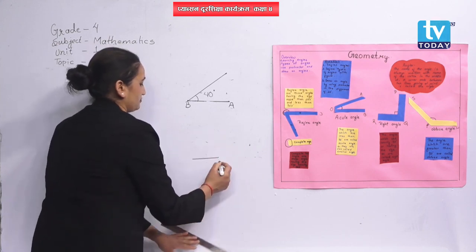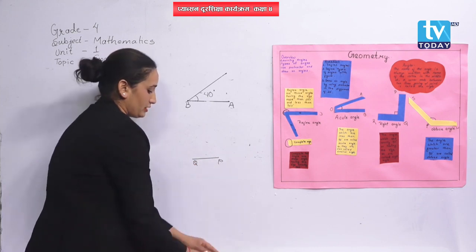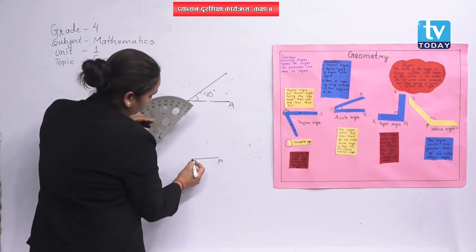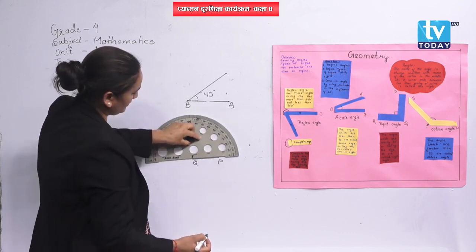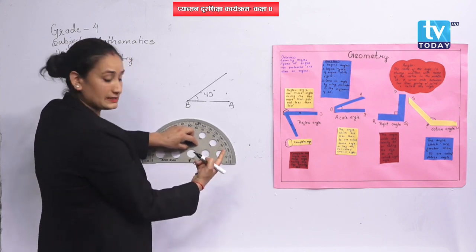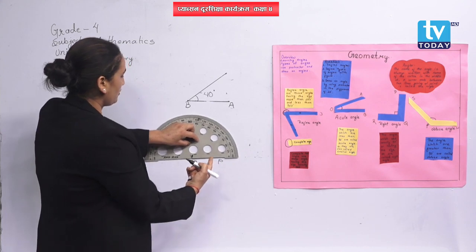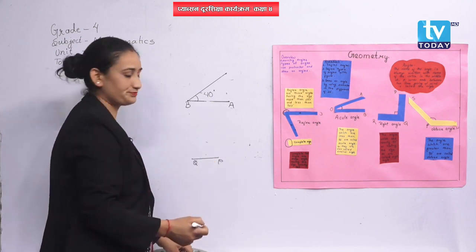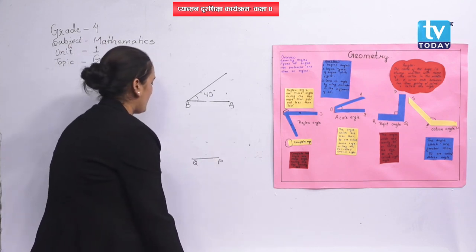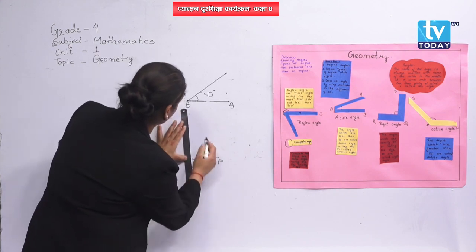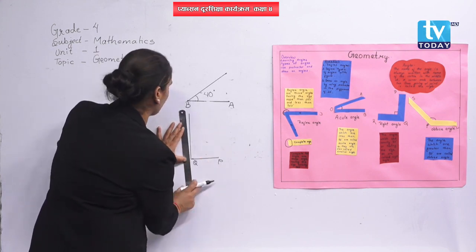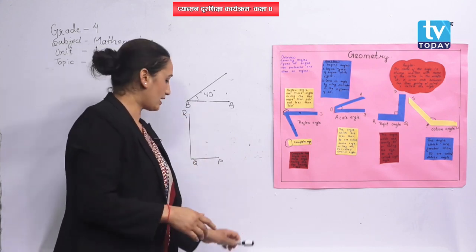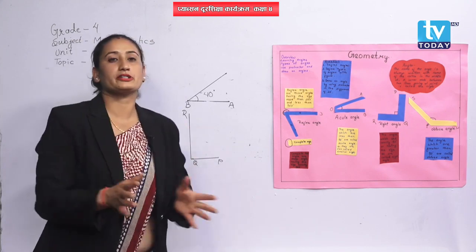Draw the line PQ. And again put the same thing over here at point Q. Put the middle point of the arrow like this way and count it. Where is the 90 degrees? Please write here 90 degrees. Okay, 10, 20, 30, 40, 50, 60, 70, 80, 90. So I have to draw this point. Okay, like this way.